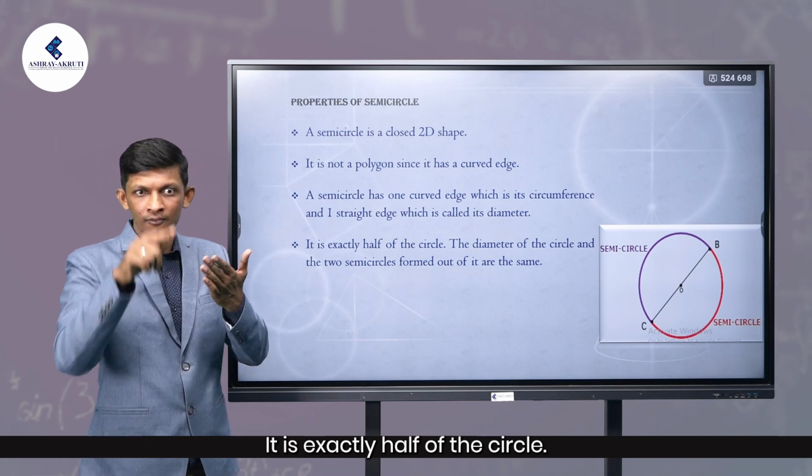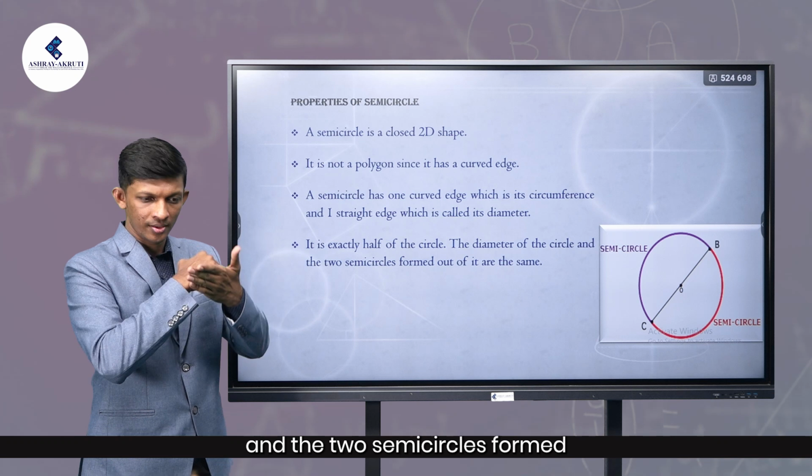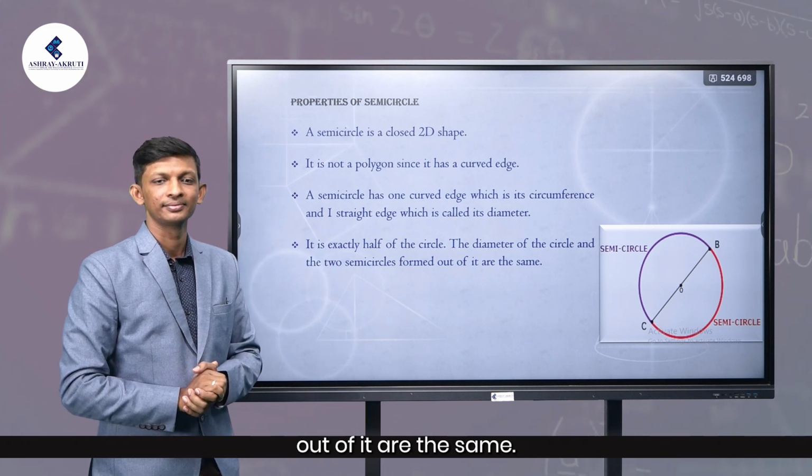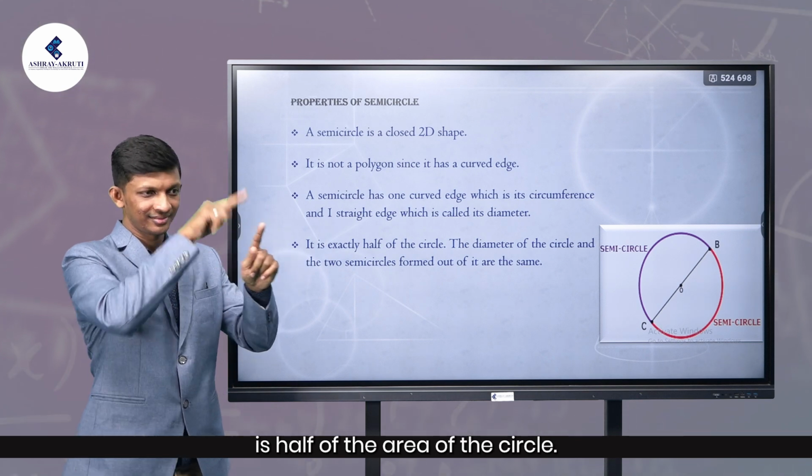Exactly half of the circle. The diameter of the circle and the two semicircles formed out of it are the same. The area of a semicircle is half of the area of the circle.